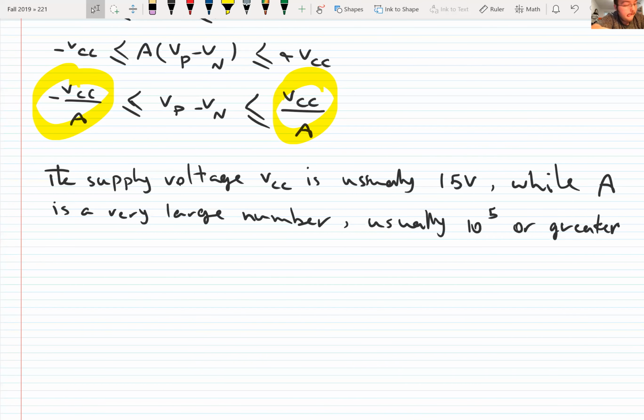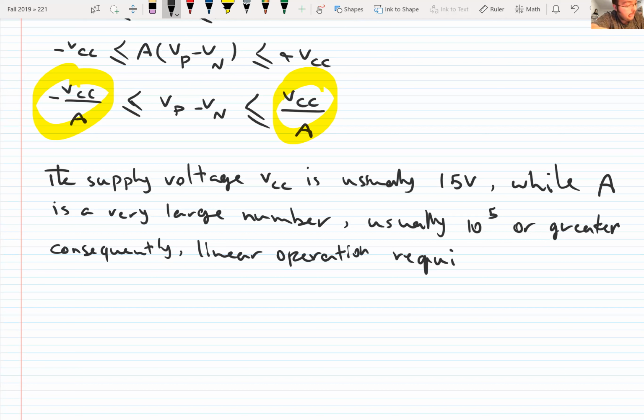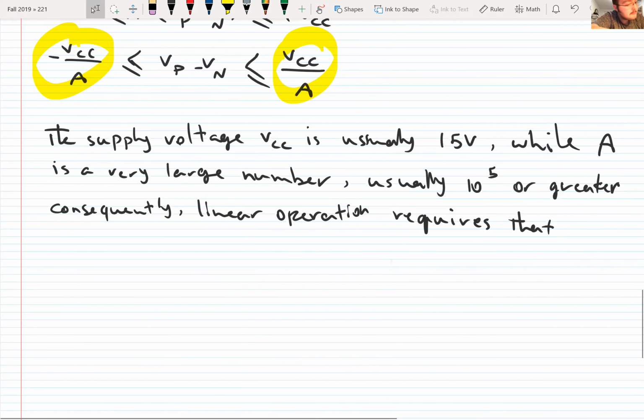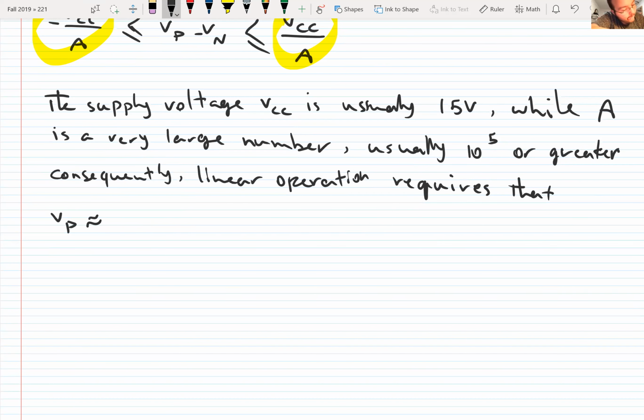Okay, consequently, linear operation requires that Vp be almost equal to Vn in order to be in linear mode.